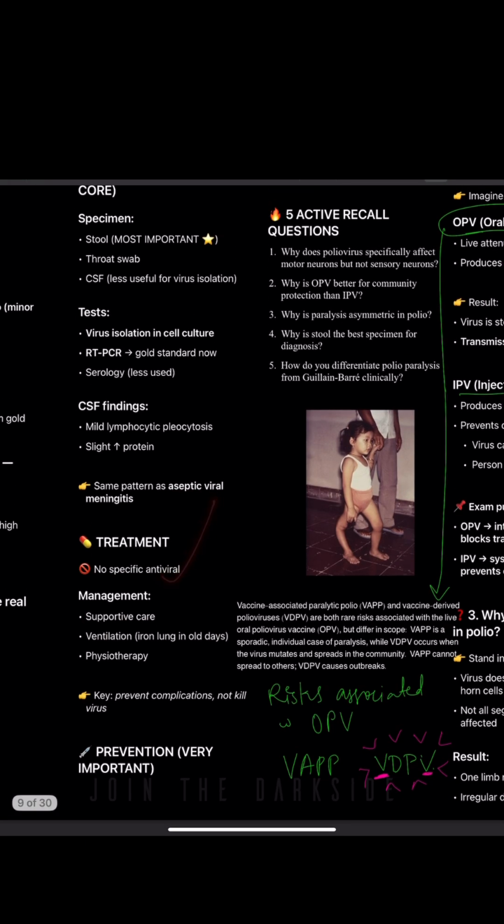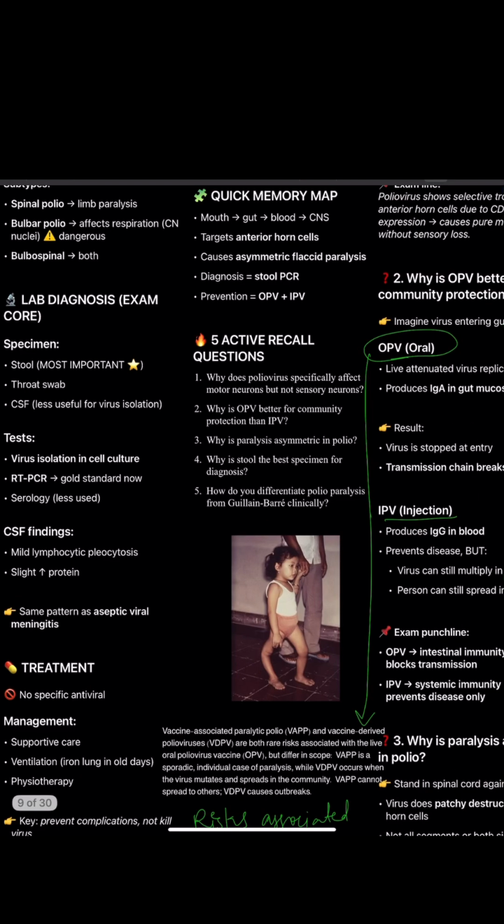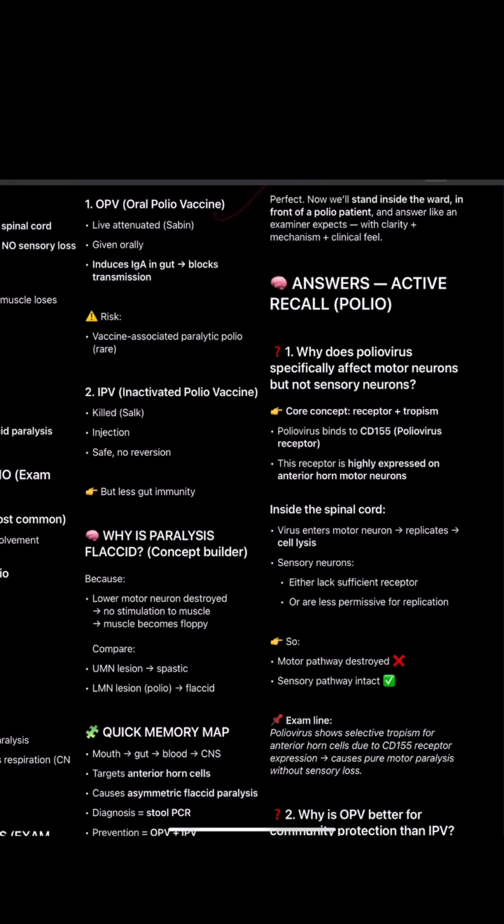And the treatment is no specific antiviral treatment, but management is done by supportive care, ventilation, and physiotherapy. The key is to prevent complications and not to kill the virus. It is to prevent the complication. Prevention is done by oral polio vaccine.